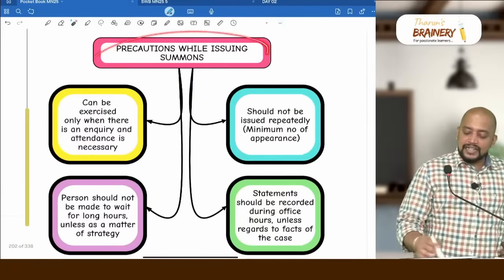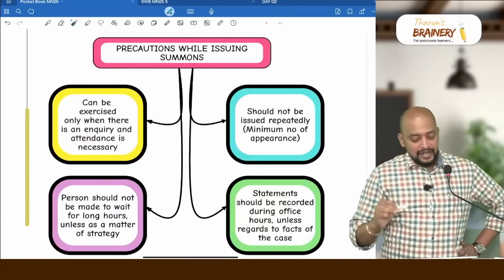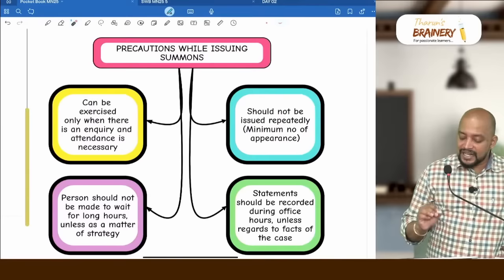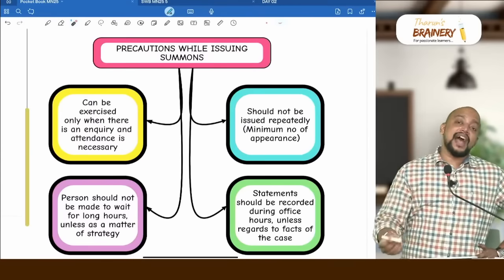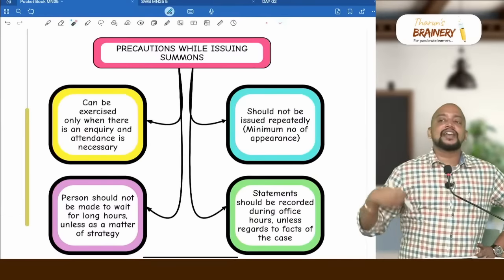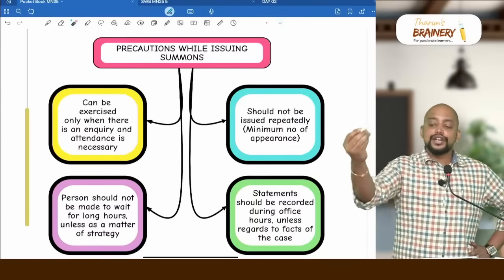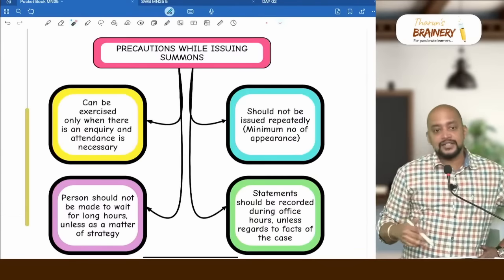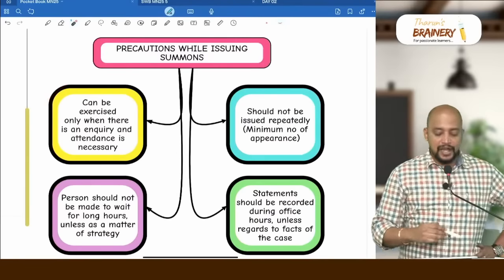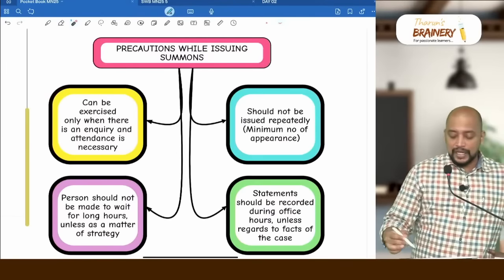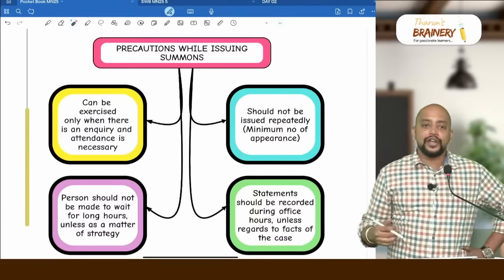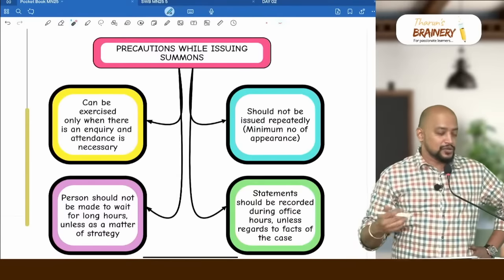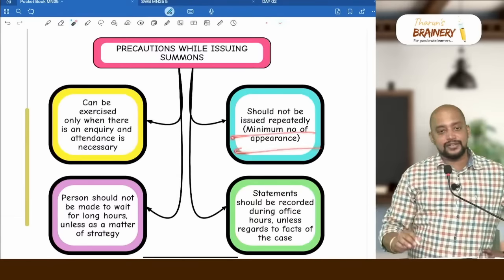Then there are certain precautions while issuing summons. Number 1, it can be exercised only when there is an inquiry and attendance is necessary, only when that person has to appear. Maybe we are taking a video statement and therefore he needs to come and give a video witness. For the sake of that, you can make him come. Next, it should not be issued repeatedly. Maybe he is good looking or she is good looking, but you cannot call them repeatedly just to see them. The minimum number of appearances should be there.